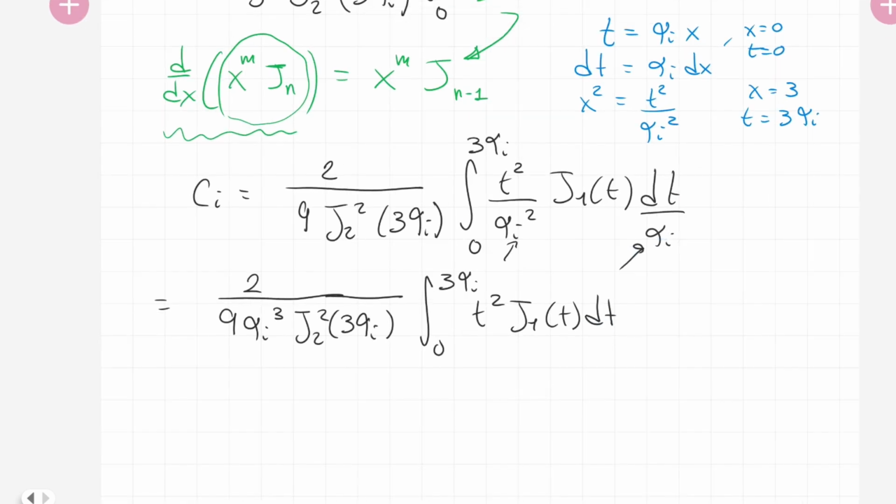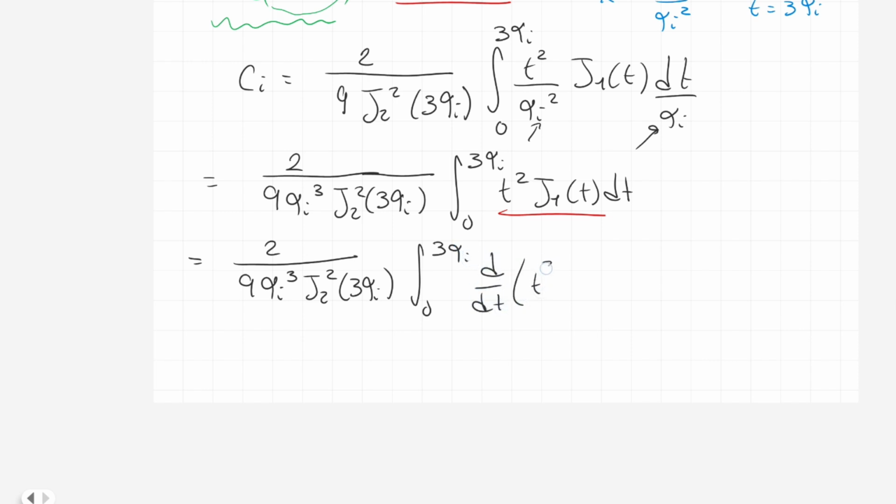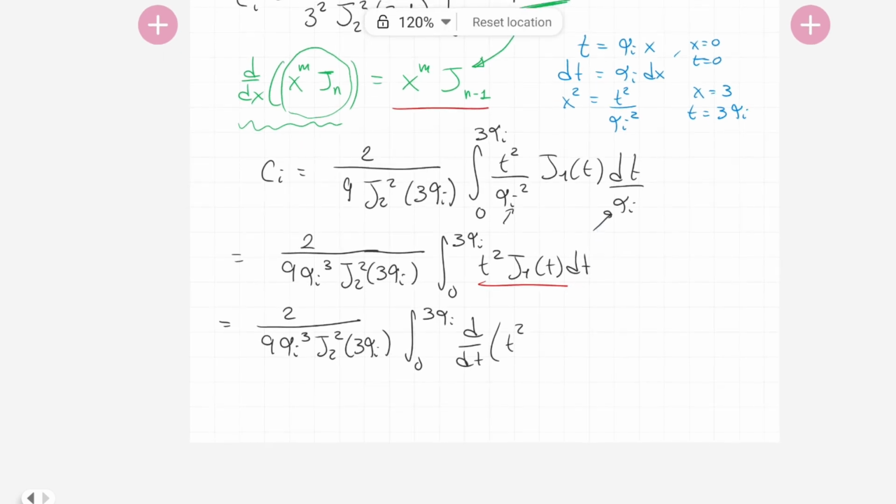So we can easily identify that this element can be seen as this, right? So this can be seen as 2 divided by 9 alpha_i to the third power J_2 squared 3 alpha_i, and then the integral from 0 to 3 alpha_i of the derivative with respect to t of t squared, by using this formula, and we need to raise by 1 unit the index of the Bessel function. So we will have here J_2 of t dt.